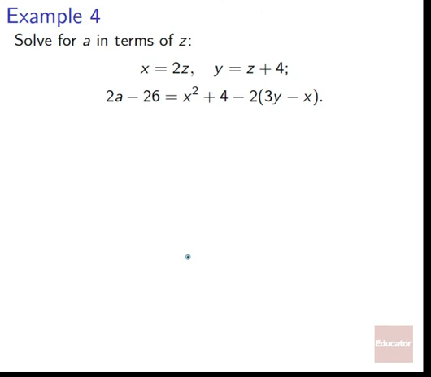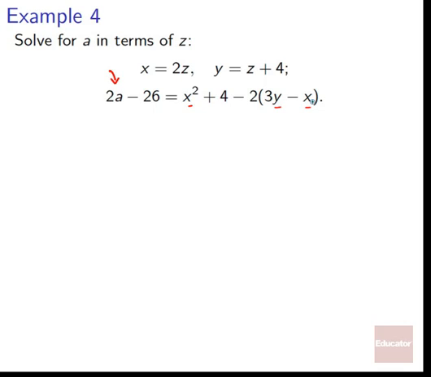Example 4, final example. This one's a little bit tough, but we can totally understand what's going on here. x equals 2z, y equals z plus 4. We want to solve for a in terms of z. So we've got a in this equation down here, and we've got x squared, and we've got y, and we've got x. So z doesn't currently show up in this equation. We want to solve for a in terms of z.